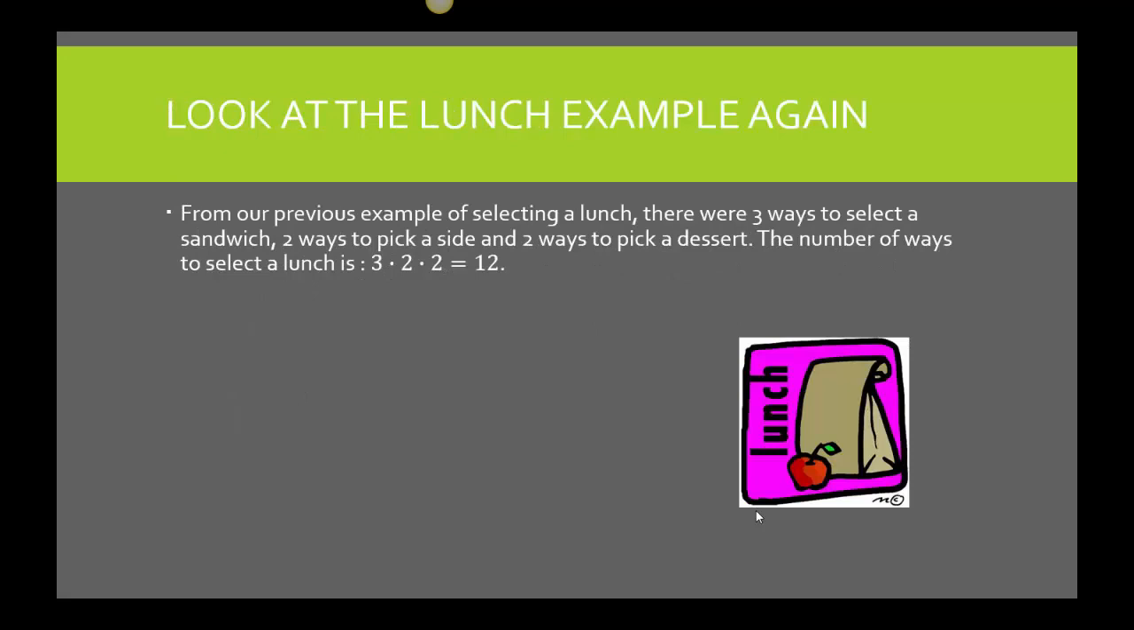Let's go back to our lunch example. In our previous example of selecting a lunch, there were 3 ways to select a sandwich, 2 ways for a side, and 2 ways to pick a dessert. The number of ways to select a lunch then was 3 times 2 times 2, which is 12.